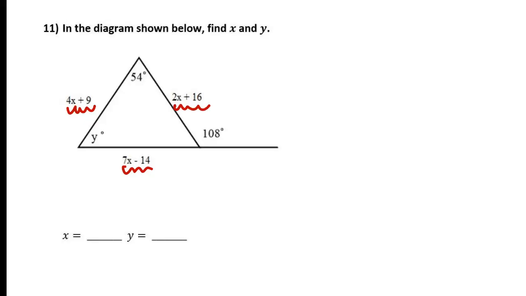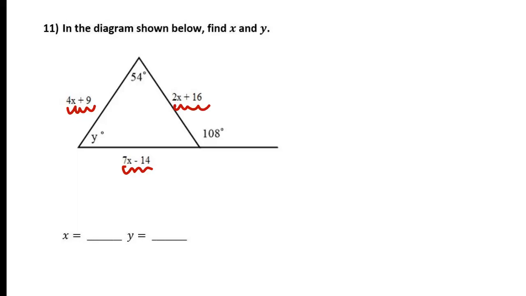There is a rule about what the angles add up to. How much do the angles of a triangle add up to? 180. The only thing I can do with sides is find two sides that are the same size and set them equal to each other. I never add sides together. Never, ever add sides together.